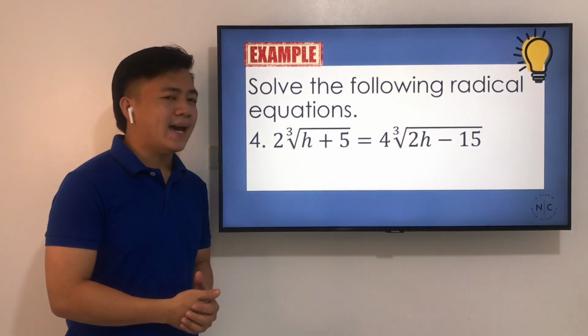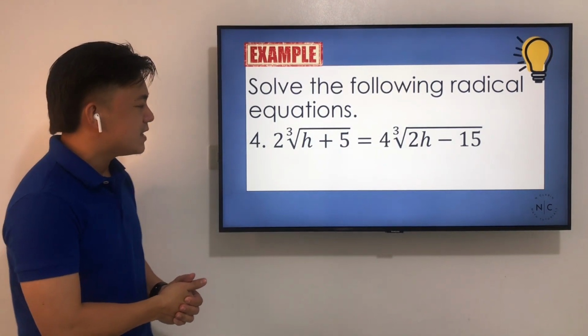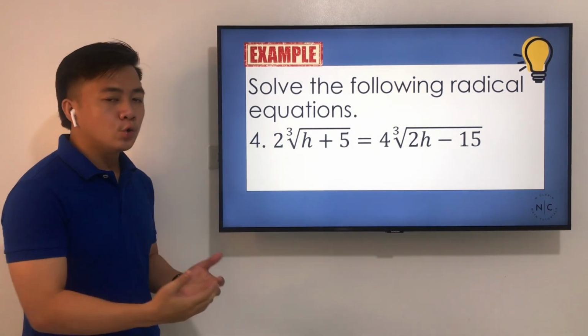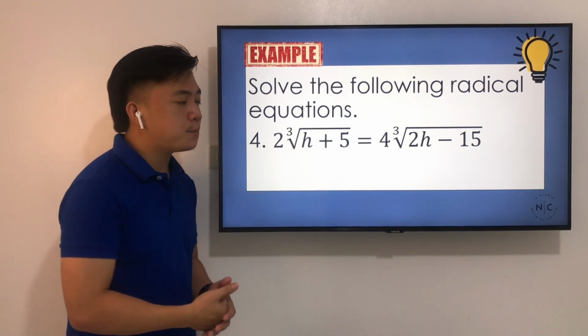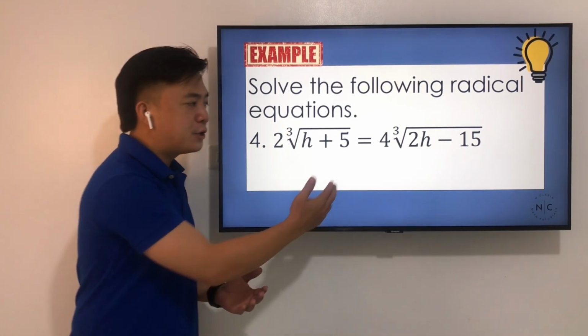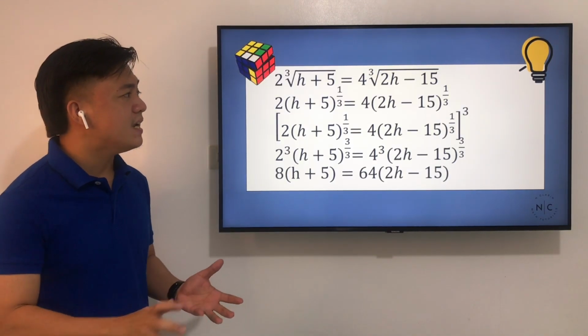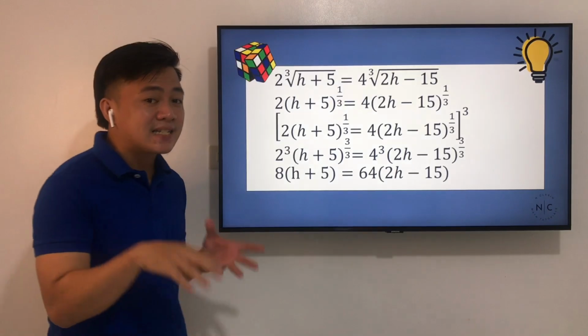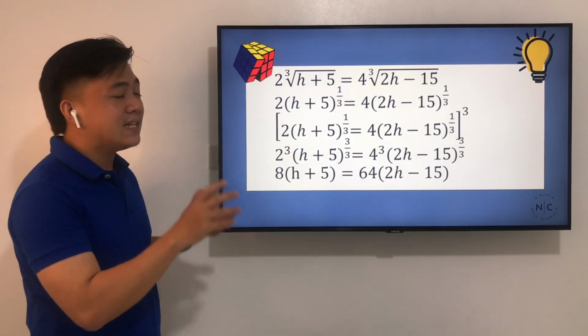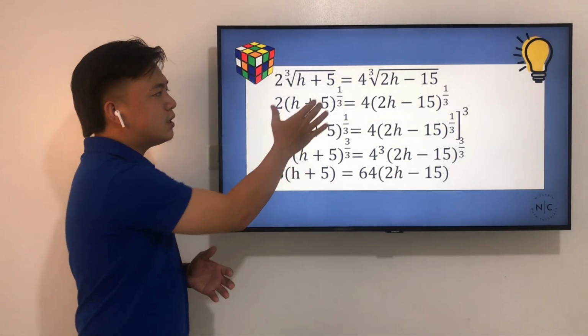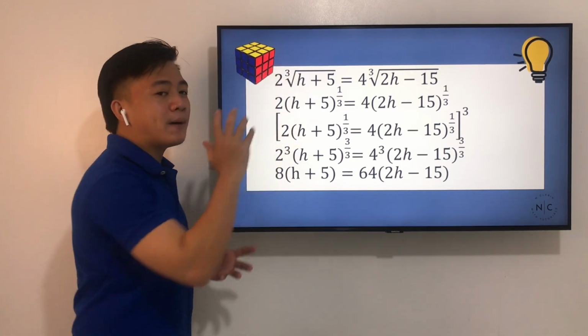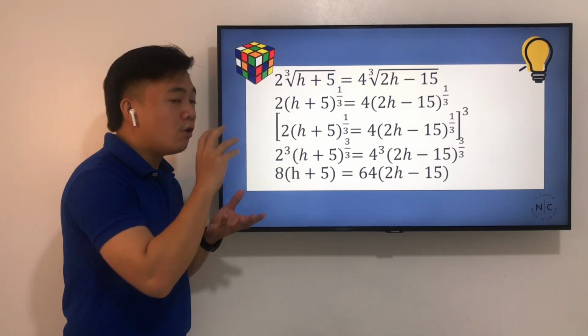So next and last but not the least, which is example number 4, 2 cube root of h plus 5 is equal to 4 cube root of 2h minus 15. So same process, titignan natin kung yung ating mga radical is may kasama silang iba dun sa kanilang side kung nasaan sila. So dito is, itong 2 is parang numerical coefficient siya. So, okay siya.